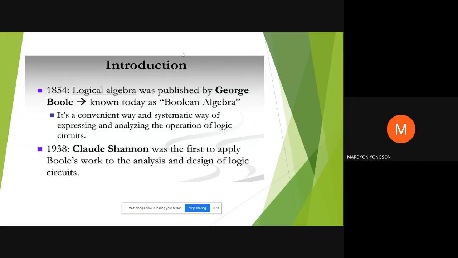It is a convenient and systematic way of expressing and analyzing the operation of logic circuits. And then last 1938, Claude Shannon was the first to apply Boole's work to the analysis and design of logic circuits. So si Claude Shannon naman yung nag-apply nung Boolean algebra for the analysis and design of logic circuits.